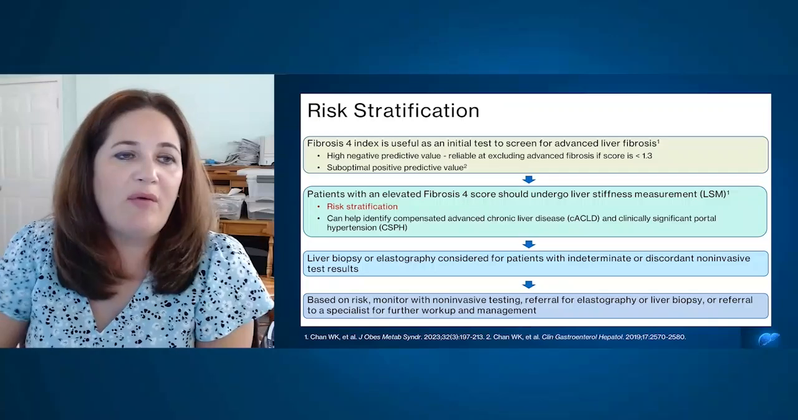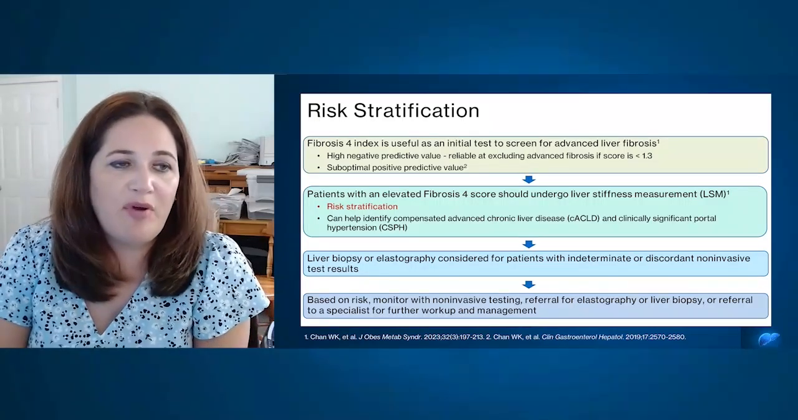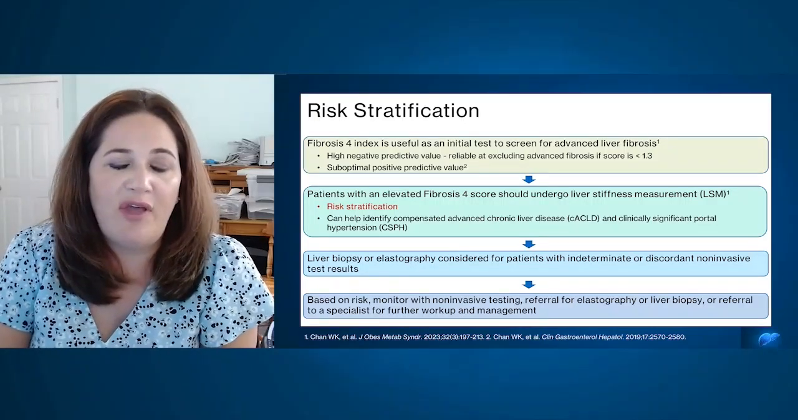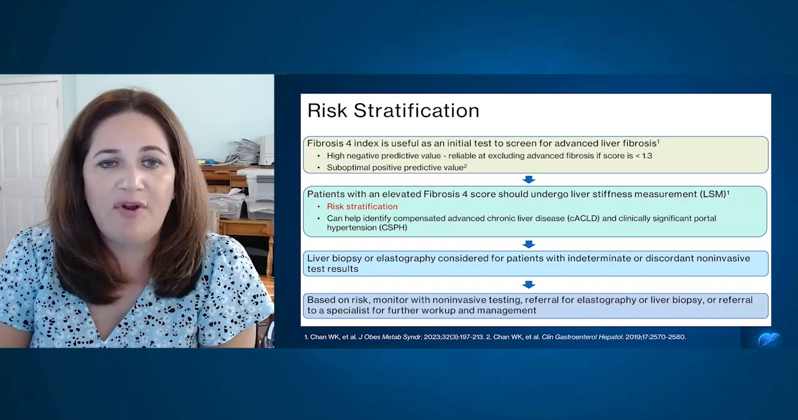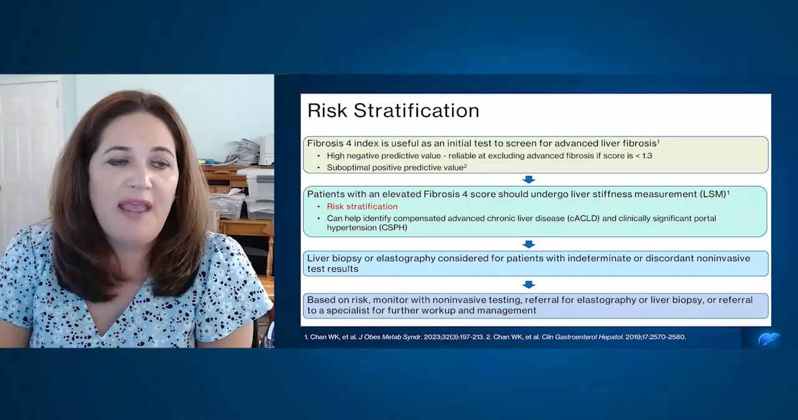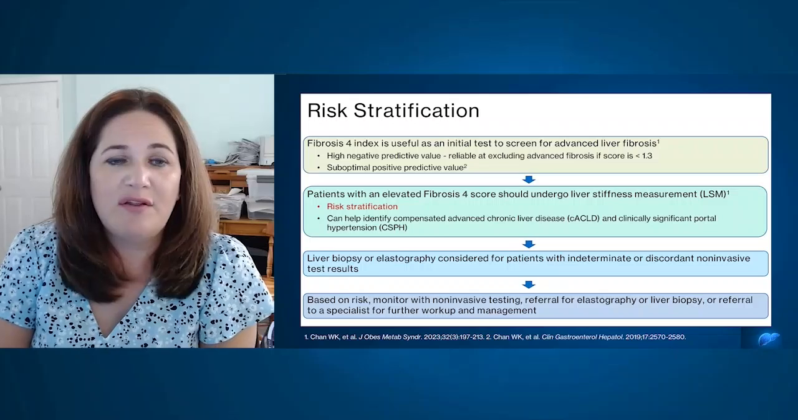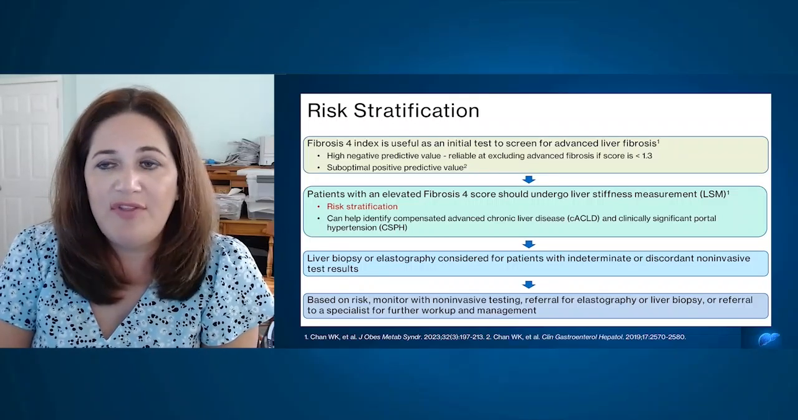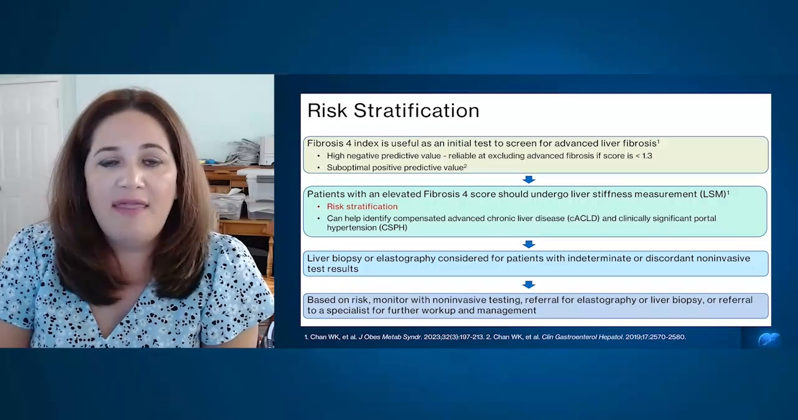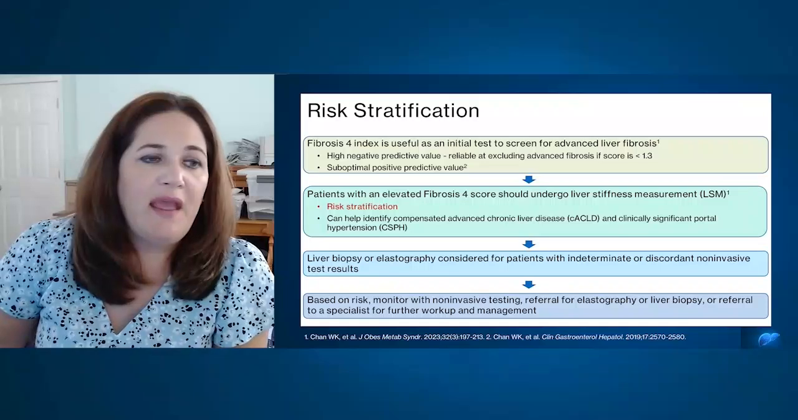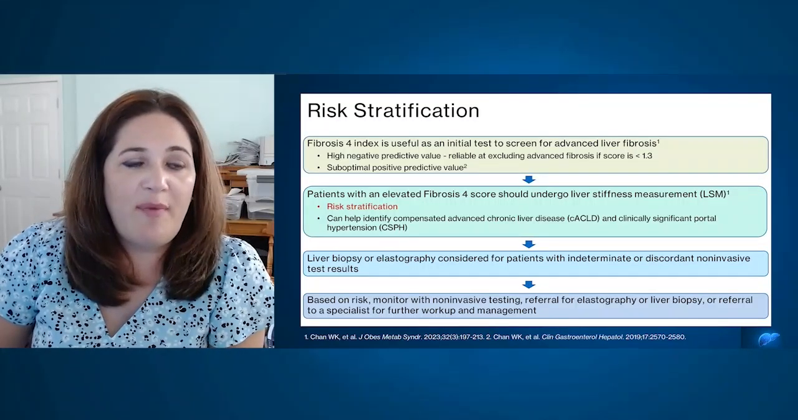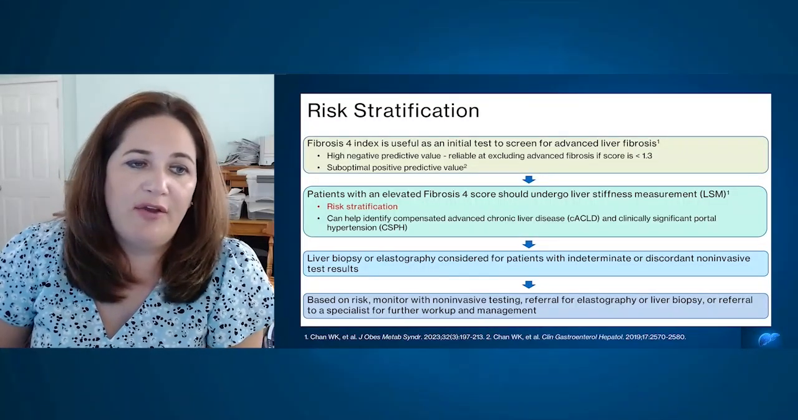So when we talk about risk stratification, the Fibrosis 4 index is useful as an initial test to screen for advanced liver fibrosis. It has a high negative predictive value. It's reliable at excluding advanced fibrosis if the score is less than 1.3. It has suboptimal positive predictive value.